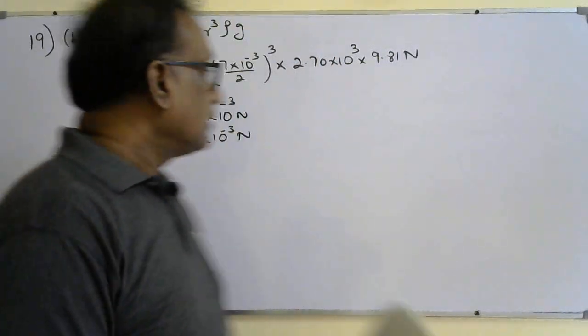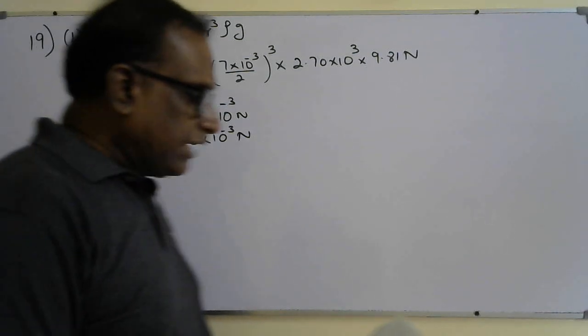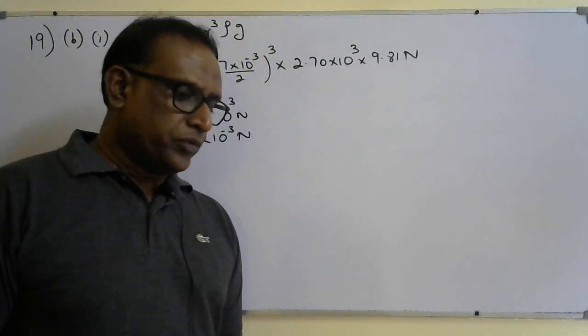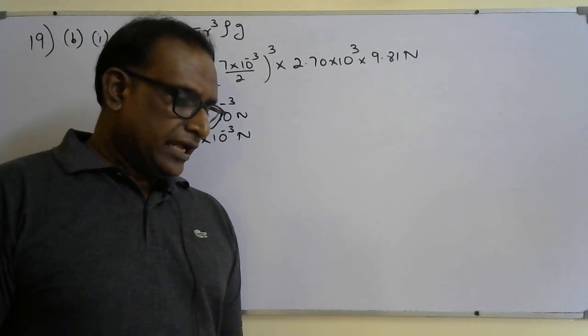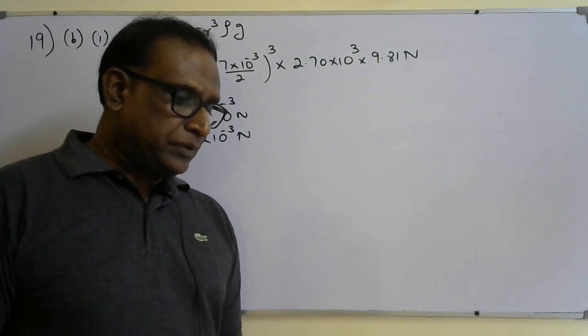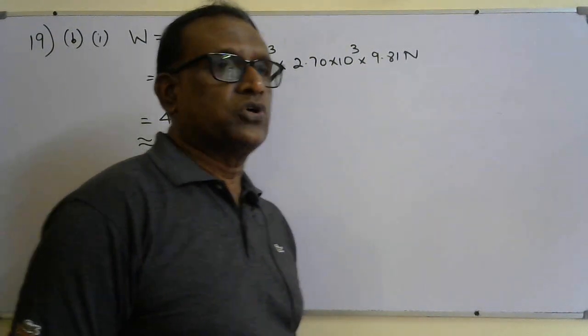Okay, so that's the answer for B part, first part. B part, second part. The terminal velocity of the sphere was 4.05 × 10^-2 meter per second. Deduce whether Stokes' law applied to the falling sphere. You know the condition to use Stokes' law.